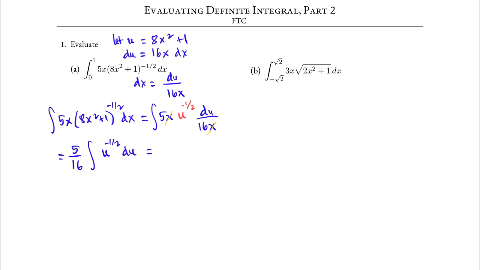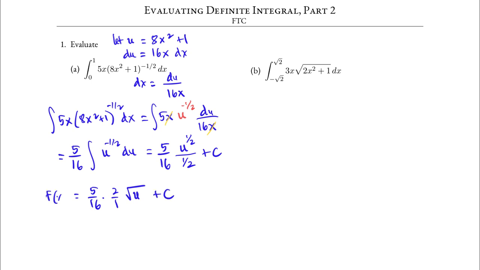Using the power rule, we have 5 over 16. The power rule for integration says that we add 1 to the power. The power is -1/2, but we add 1 to it to get positive 1/2, divided by the new power right away. 5 over 16 divided by 1/2 is the same as 5 over 16 times 2, since dividing by 1/2 is the same as multiplying by the reciprocal. That gives the square root of u, because of the 1/2, plus c.